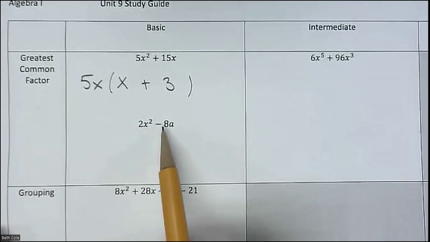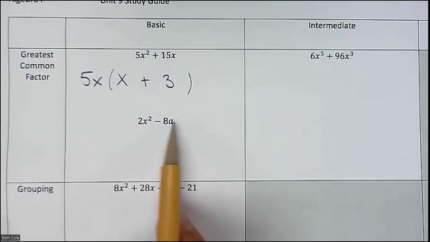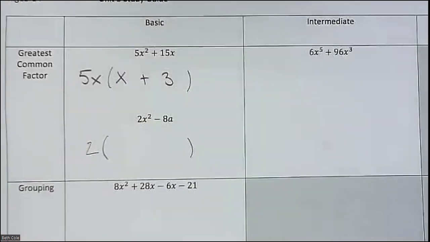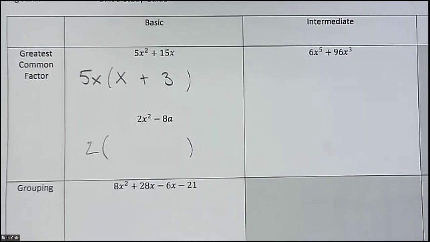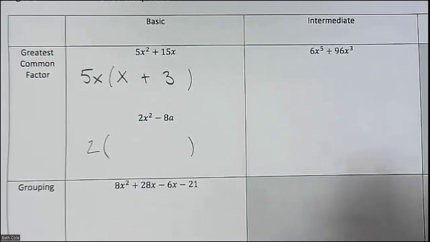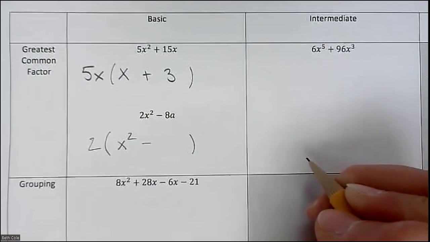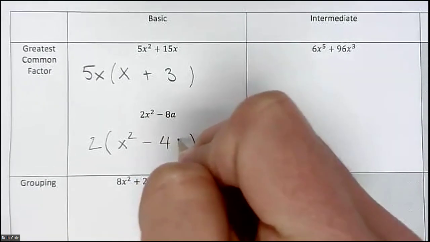Do they have anything in common? Actually, yeah, there is one thing you can divide out of both of those. What can you divide out of both 2 and 8? 2. Good. Put 2, put your parentheses. Why can't you take an X or an A? Because I see both of those there. Perfect. Beautiful. All right, so if you divide by 2, you'll be left with x squared minus what? 4A. Good. Perfect.